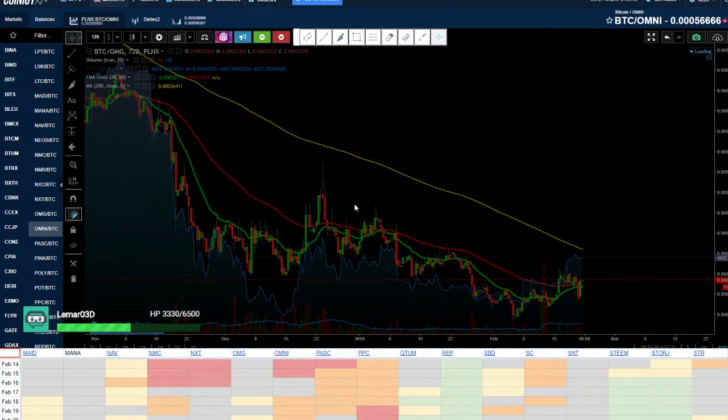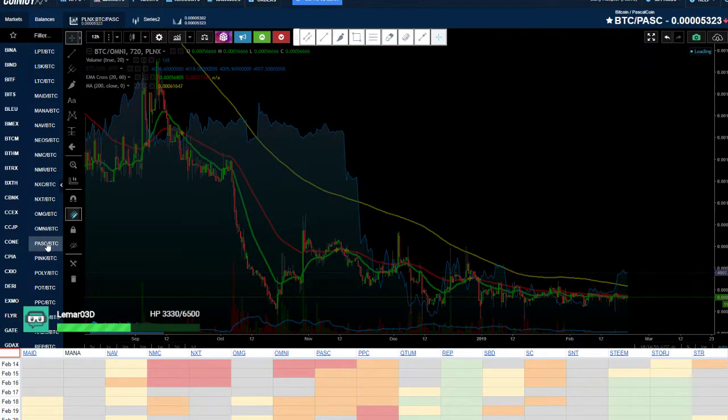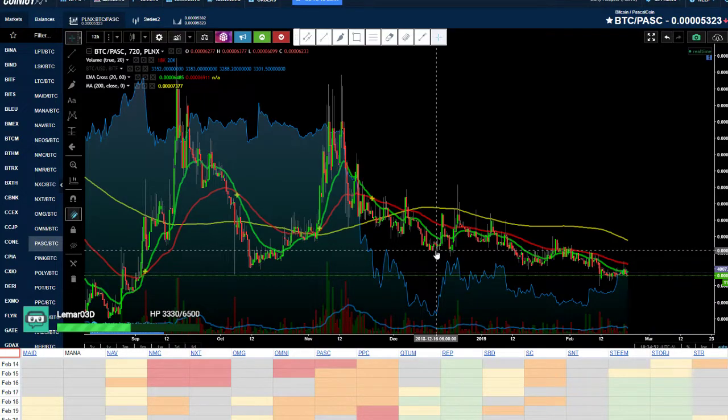Actually, Omni is now looking better. I'm going to put it up to neutral, even though it's subtle differences here from day to day. It really doesn't matter. Pascal, because we're not going to trade it.